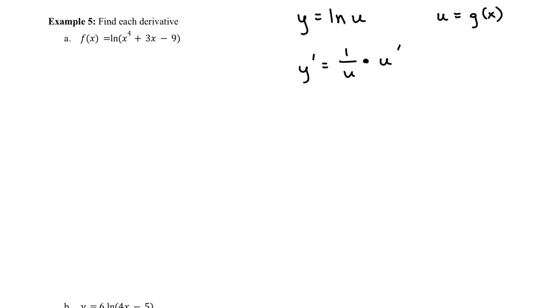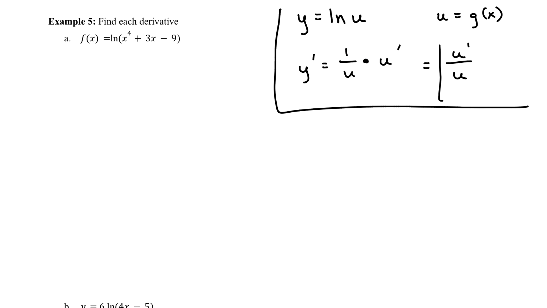So we could leave it like this. We could leave it as 1 over u times u prime. I like to write u prime as a fraction over 1 and then just multiply straight across here just to make it a little bit simpler. So we can also write this as u prime divided by u for our shortcut. If you want to leave it as 1 over u times u prime, I think that's perfectly fine too. Either one will work. But this, I think, just looks a little bit cleaner.